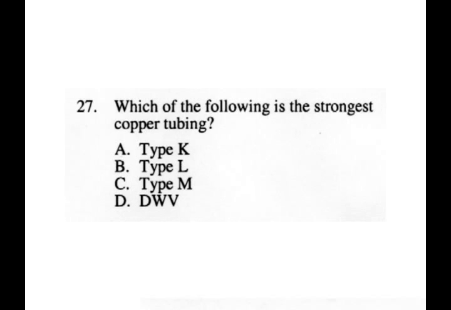Number 27. Which of the following is the strongest copper tubing? We have a choice of the 4 types, K, L, M, or DWV. The answer is the first one, letter A, type K. This is the thickest wall. And by the way, that will have a green stripe on it.